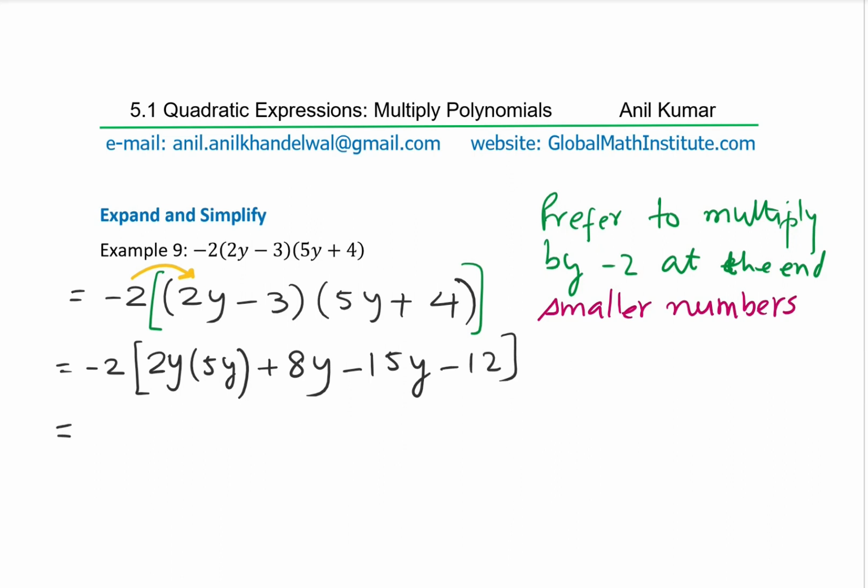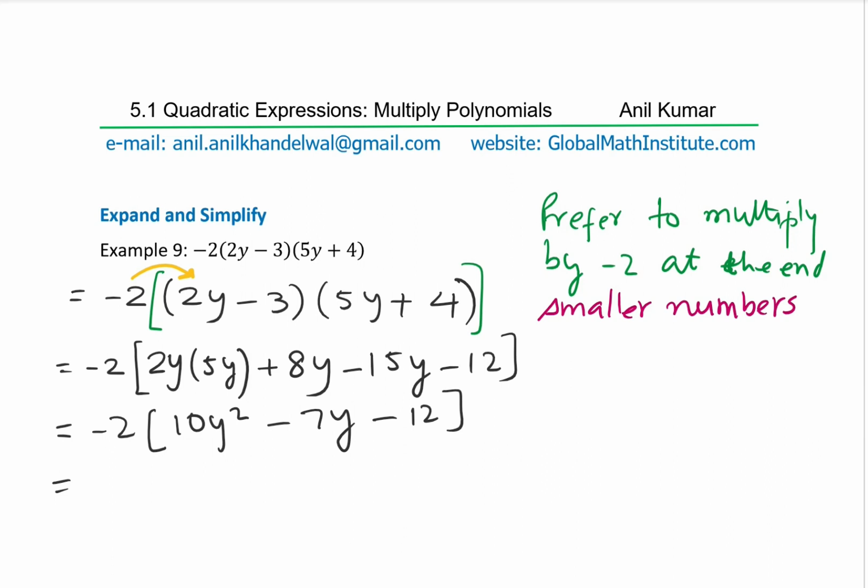Now, we'll simplify and combine the like terms. Here we get 10y squared. When you combine these two, you get minus 7y, 8 minus 15. And we have minus 12 here.